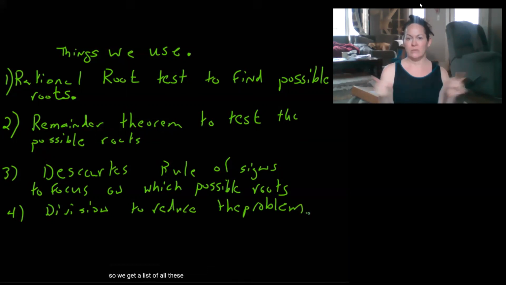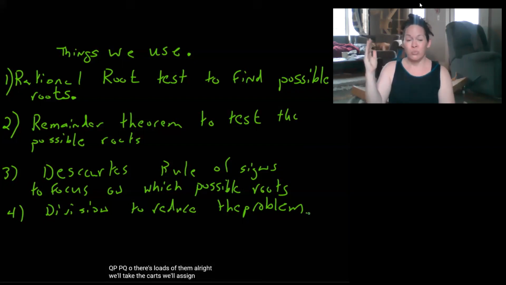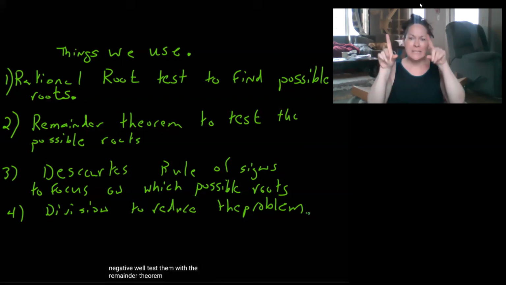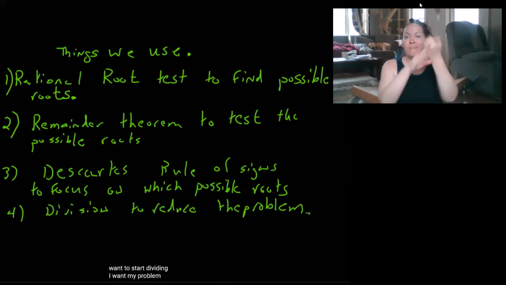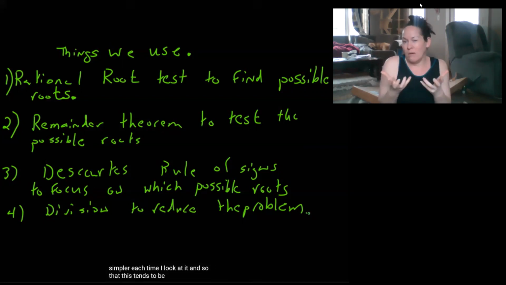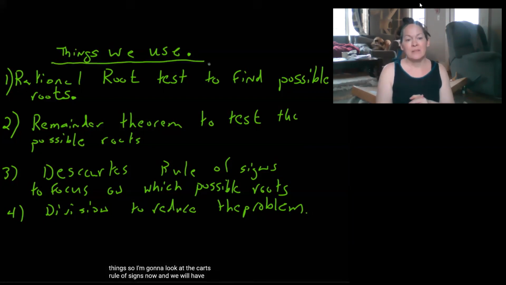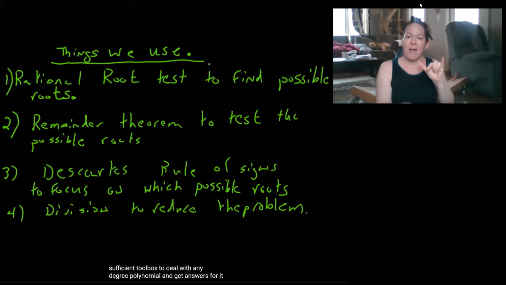So we get a list of all these possible rational roots. We list them all out. P over Q, P over Q, P over Q. Oh, there's loads of them. All right, we'll take Descartes' rule of signs, and so many of them are going to be positive or negative. We'll test them with the remainder theorem. As soon as I get one, I want to start dividing. I want my problem to get simpler and simpler each time I look at it. And so this tends to be how we use these things. So I'm going to look at Descartes' rule of signs now, and we will have a sufficient toolbox to deal with any degree polynomial and get answers for it.